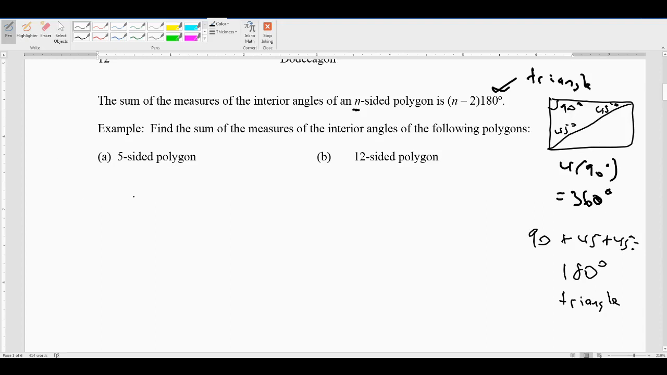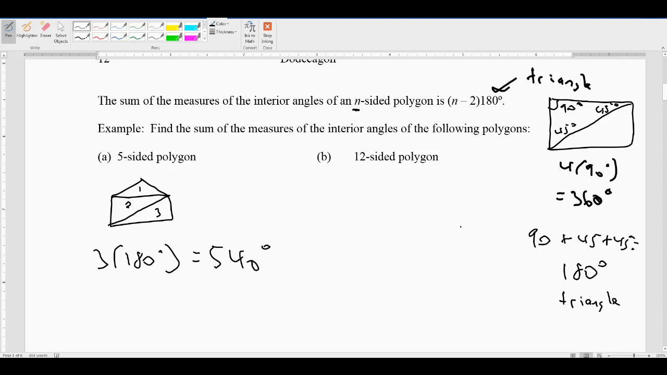So let's try and draw a 5-sided figure, which is called a pentagon. 1, 2, 3, 4, 5. If I cut it this way and then cut it this way, how many triangles do you see? You see 1, 2, 3 triangles. Since I have 3 triangles and each triangle is 180 degrees, that's going to be 3 times 180, which is 540 degrees.